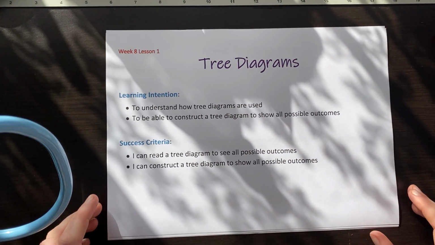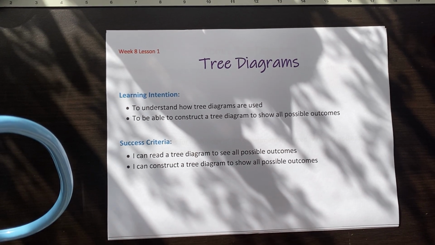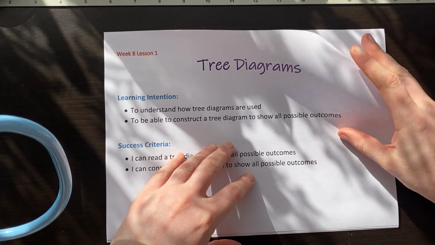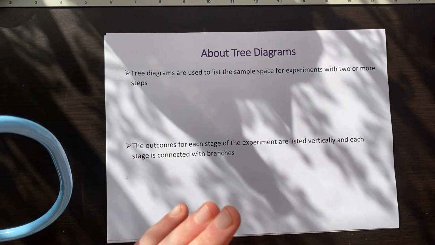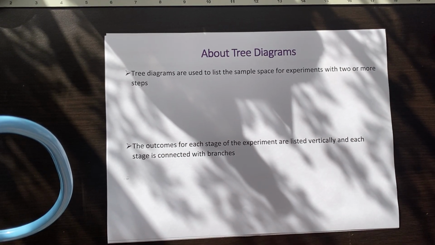Today we are looking at tree diagrams. By the end of this you need to be able to understand how tree diagrams are used and to be able to construct a tree diagram to show all possible outcomes of an experiment. So we're just going to do a quick intro about tree diagrams. Tree diagrams are used to list the sample space for experiments with 2 or more steps.